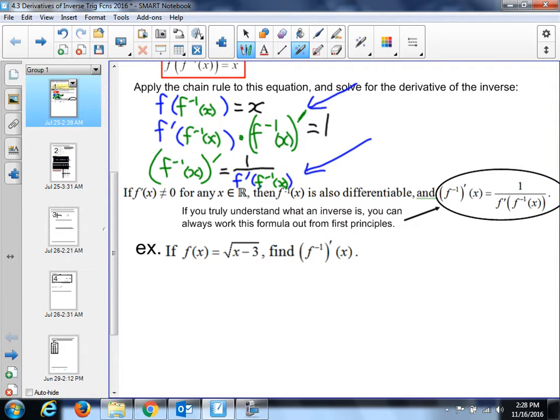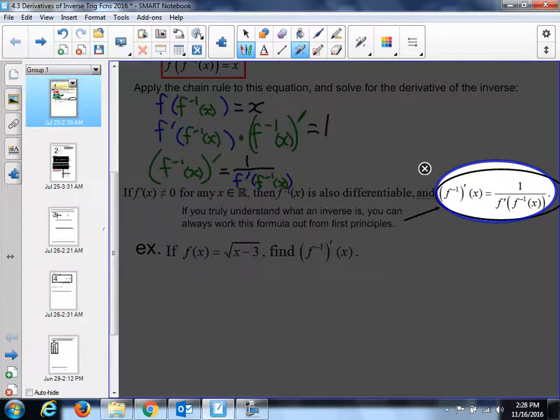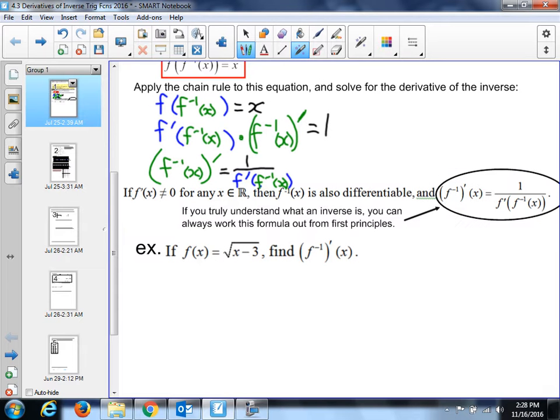Okay? Now, so this is what we were after here, that's what we just wrote out. But that's where it comes from. Knowing what an inverse is and just doing the derivative of the inverse. So there's that statement. If the derivative of x doesn't equal 0 for anything, any value on the real numbers, then the inverse is also differentiable. Okay?